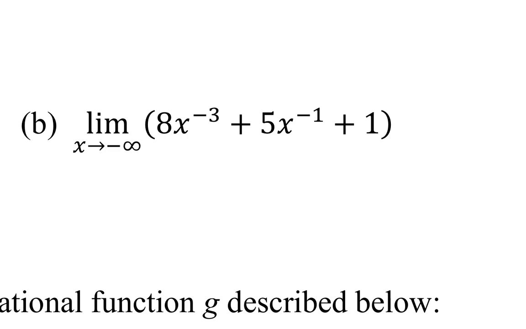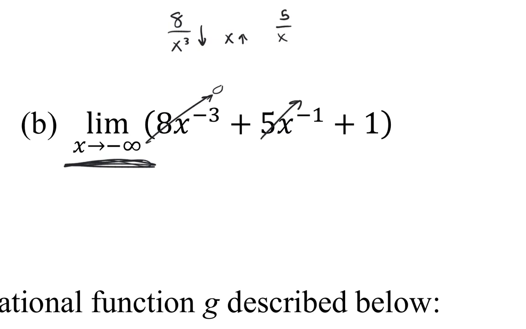This next part, as x goes to negative infinity, 8x to the negative 3 plus 5x to the negative 1 plus 1. As x gets really, really large, of course it's getting negative, but it's still getting pretty large, this is going to start to approach 0. Because 8x to the negative 3 is the same as 8 over x cubed. So as x gets bigger, this thing is going to get smaller. Eventually, it's going to be so small that it's negligible. Same thing here, 5x to the negative 1 is the same as 5 over x. As x gets really big, this is going to get really small. Now all we're left with is 1.